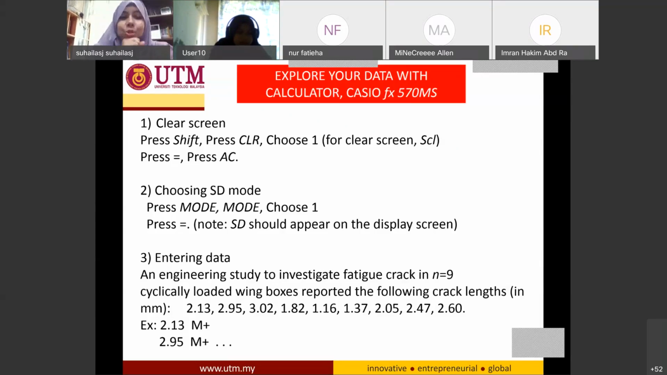Okay. And then you choose your SD mode. SD mode maksudnya dekat screen of your calculator, SD should appear on the display screen. Press mode 2 times, choose number 1, it will come SD. Ini for those yang ada F570 MS. Lepas tu, you can try to enter your data set. Kita ada 9 observation. So for each time, you press 2.13 and then you press M plus sampai habis kamu masuk data. Okay, try dulu. Nanti yang version satu lagi saya bagi nanti.